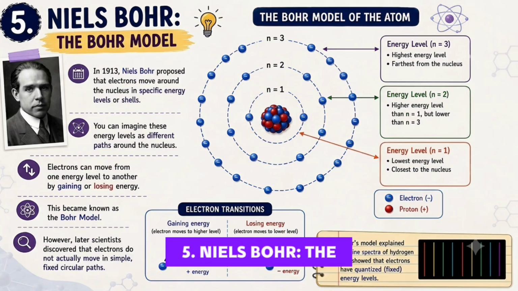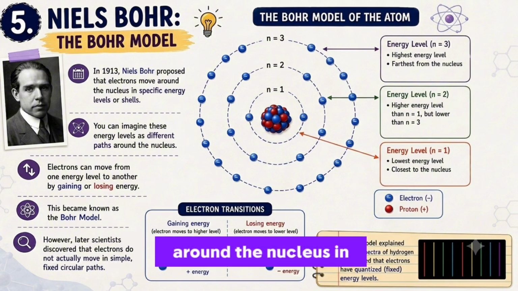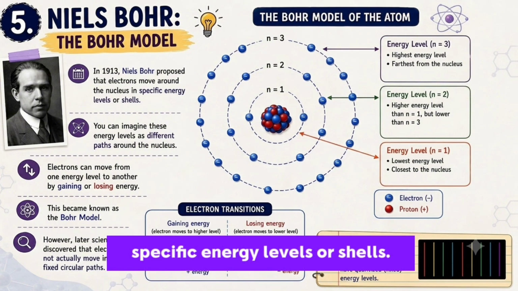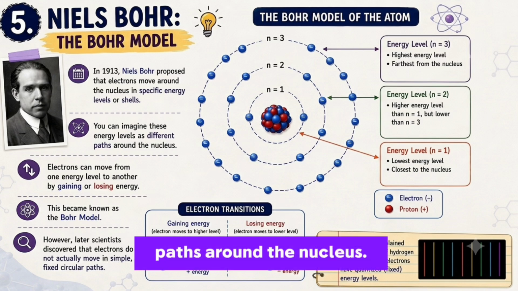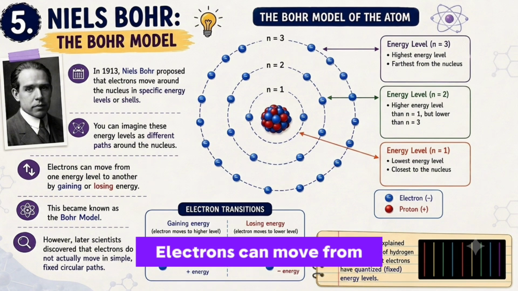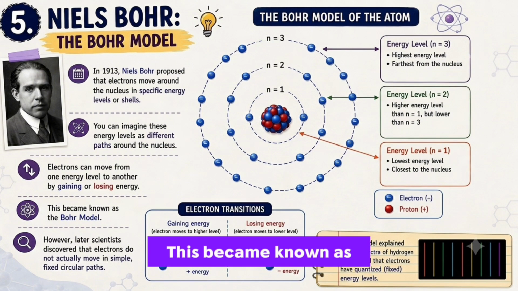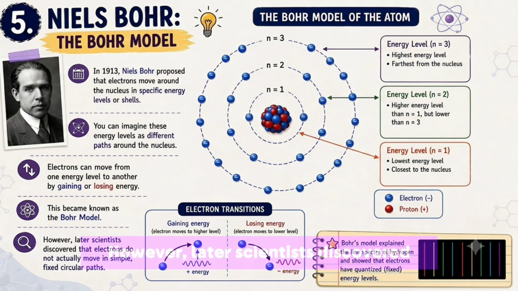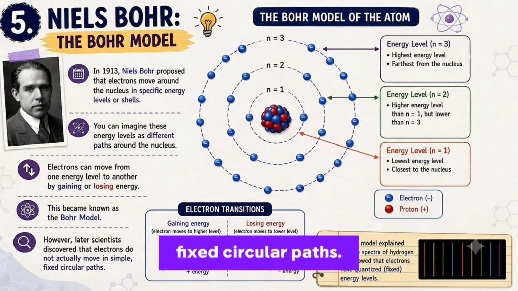5. Niels Bohr, the Bohr model. In 1913, Niels Bohr proposed that electrons move around the nucleus in specific energy levels or shells. You can imagine these energy levels as different paths around the nucleus. Electrons can move from one energy level to another by gaining or losing energy. This became known as the Bohr model. However, later scientists discovered that electrons do not actually move in simple, fixed circular paths.